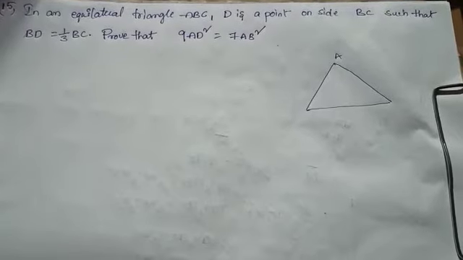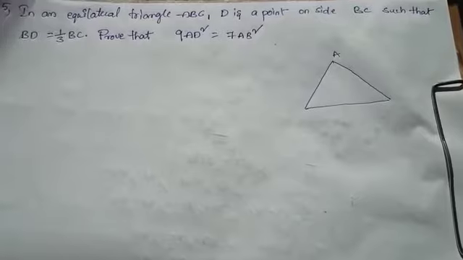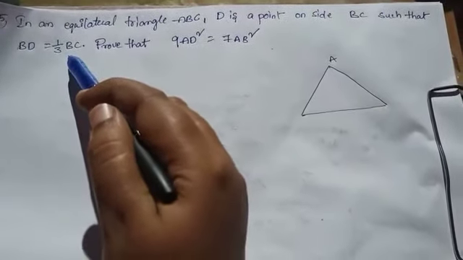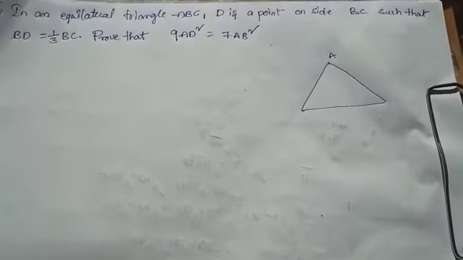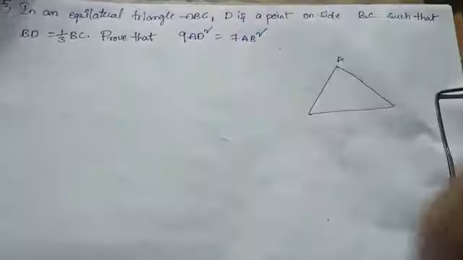Next, question number 15. In an equilateral triangle ABC, D is a point on side BC such that BD is equal to 1/3 of BC. Prove that 9AD square equal to 7AB square. This is a very important question.